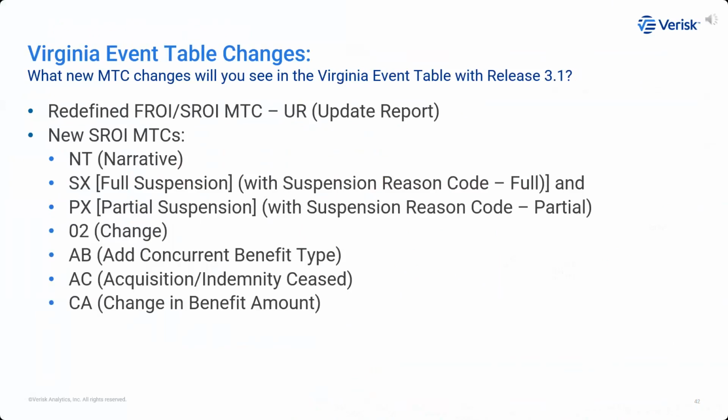We also added new MTCs with Release 3.1. We added the narrative, the NT; the SX, which is the full suspension and must be submitted with the suspension reason code for full; the PX, which is the partial suspension and must be submitted with the suspension reason code for partial; the SROI 02 change; the AB to add a concurrent benefit type; the AC, which is an acquisition indemnity ceased, that will be used for a new claim administrator to report that benefits were suspended by the prior claim administrator but never reported as such; and then the CA to report a change in benefit amount.